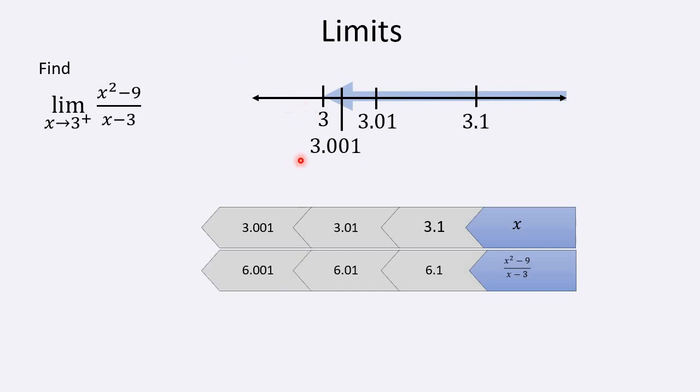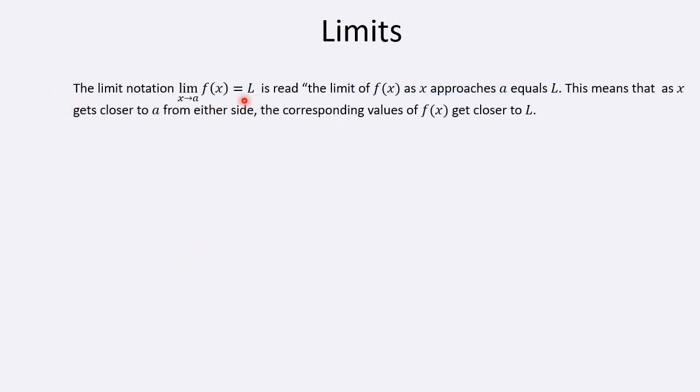It seems to me that as x gets closer to 3, the function values are getting closer once again to 6. So I would say that the limit as x approaches 3 from the right of x squared minus 9 over x minus 3 is equal to 6. This notation here is read, the limit of f of x as x approaches a equals L. Notice we're not distinguishing if we're approaching from the left or from the right. This means that as x gets closer to a from either side, the corresponding values of f of x get closer to L.